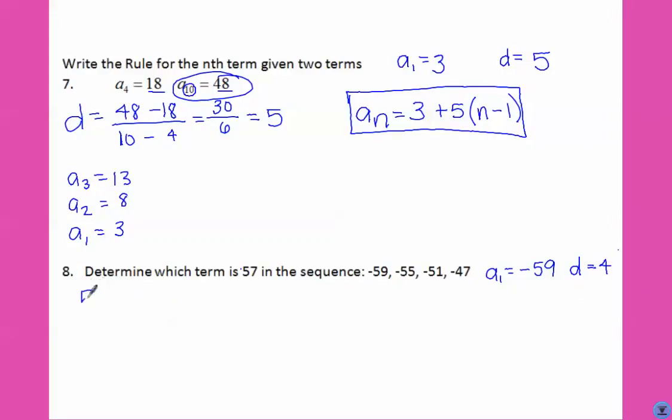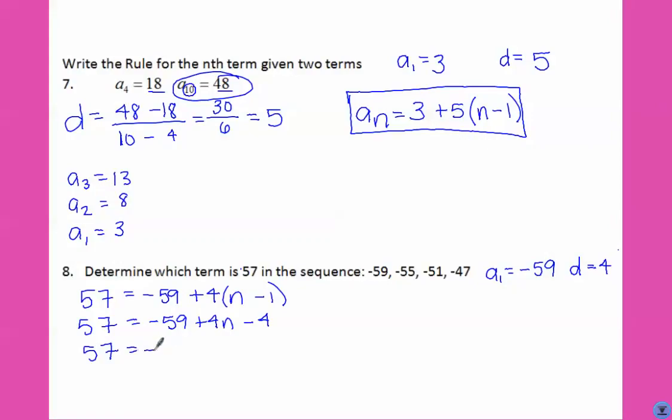So we know that 57 is our final answer. That's our term. We know we started at negative 59. We're going up by 4. We want to know how many terms it takes us to get to 57. So there's a couple different ways to do this. Most people like to distribute first. So we have 57 equals negative 59 plus 4 times n minus 1. Combine like terms, we get 57 equals negative 63 plus 4n.